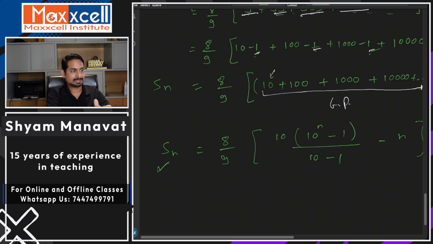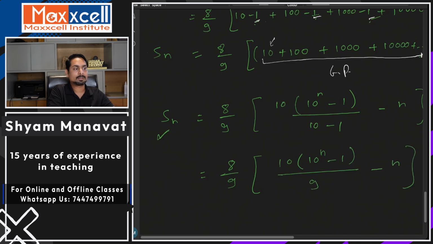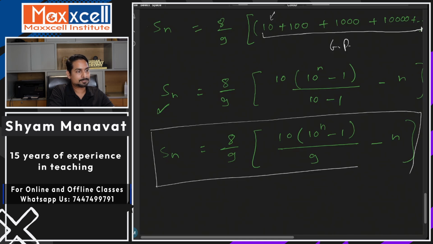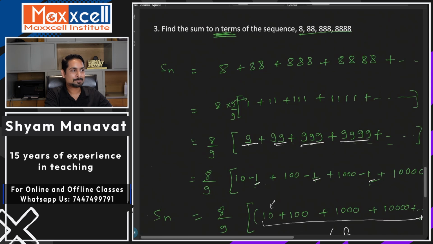Maximum you can do 10 minus 1 and write it as 9. So you got 8 by 9, and then you got what? 10 raised to n minus 1 by 9, minus n. Further simplification will depend on the options given in the question, but this is where we got the answer. I know it looks scary, but if you follow step by step, it's very simple. You can generalize this for every question having this kind of repetition.